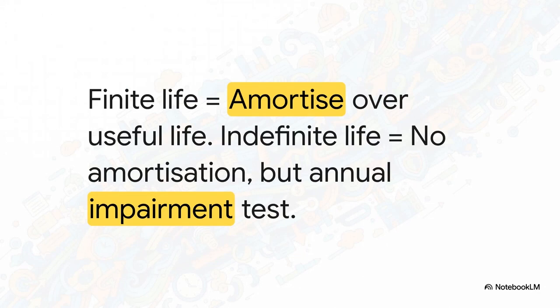Okay, so once you've successfully capitalized that intangible asset, how do we handle its value over time? If it has a finite, foreseeable life, you simply amortize it over that useful life. But if it has an indefinite life, meaning there's literally no foreseeable limit to the period it will generate cash flows, there's no amortization. Instead, you're required to subject it to an annual impairment test, regardless of whether there are any actual indicators of a decline in value.